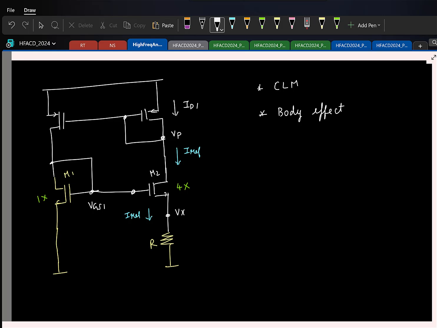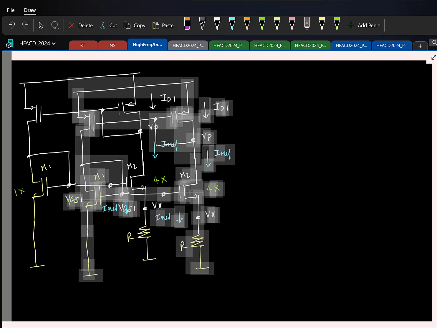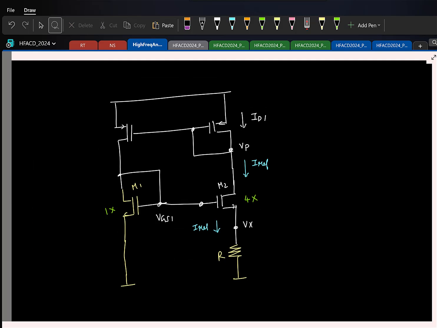So of course you can come up with techniques to make this better. Let's start with channel length modulation. Maybe I'll put it here. Okay, so remember the channel length modulation.